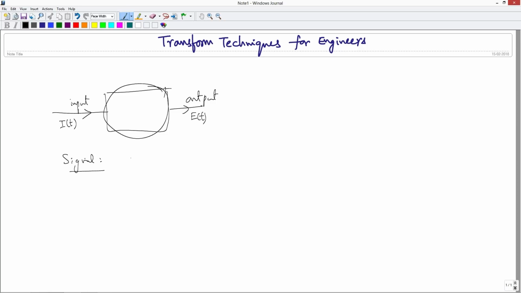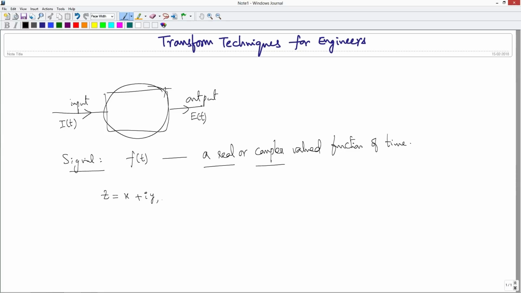Signal: let us say f of t is a real or complex valued function of time. If it is real valued, that is simple. If it is complex, recall that a complex number z can be represented with R2, so you can put it in the plane, as x plus iy, where x, y belong to the reals.